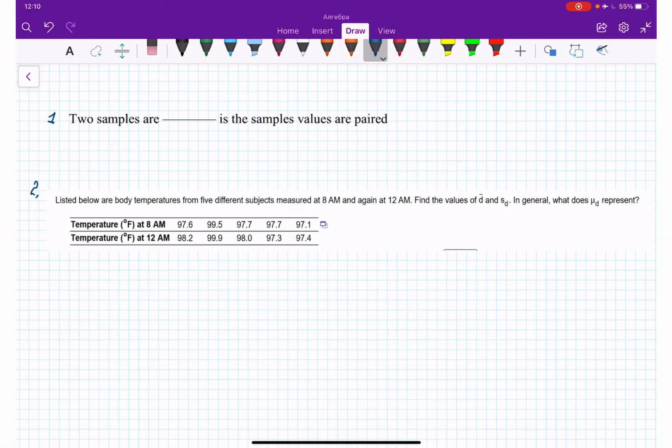Okay, question number 1. If the sample values are paired, which means they kind of depend on each other, right? Let's say we are saying some plant, how well it grew last year and how well it grew this year. So those are paired, right? So you can compare them. So such samples we call dependent.